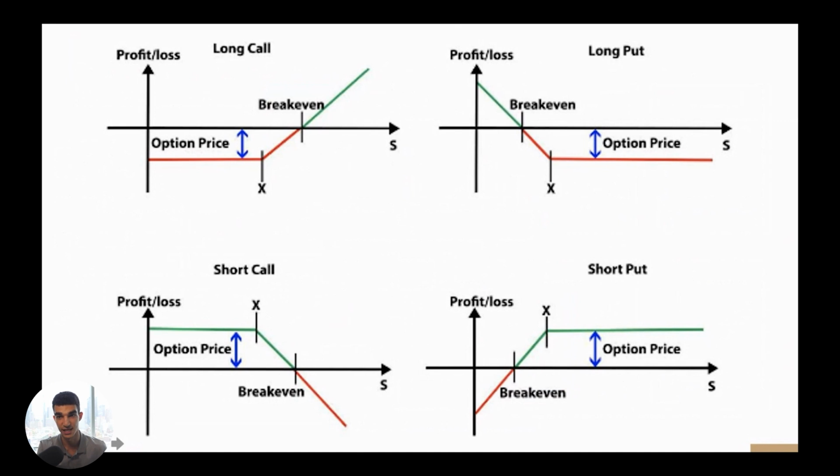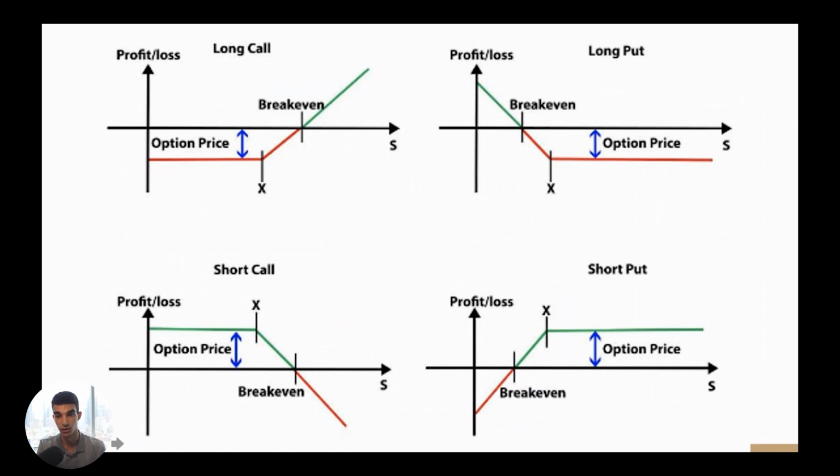Now, if you want to sell a call option, you will be earning the premium. So you will start off with a profit of the option price. And if the underlying price ends up being above the strike price and above the break-even price, you will start losing money because you sold that option and it's now in the money.